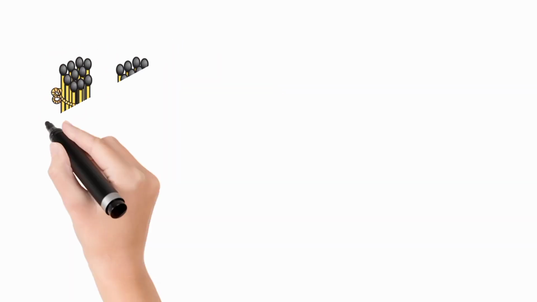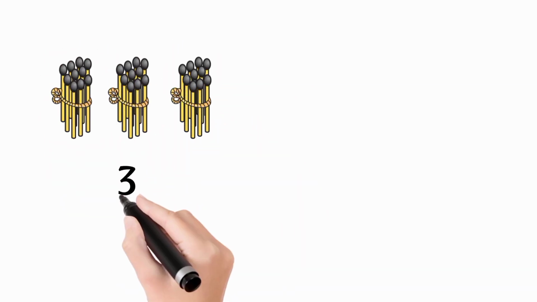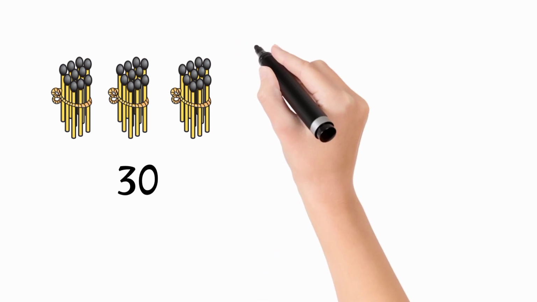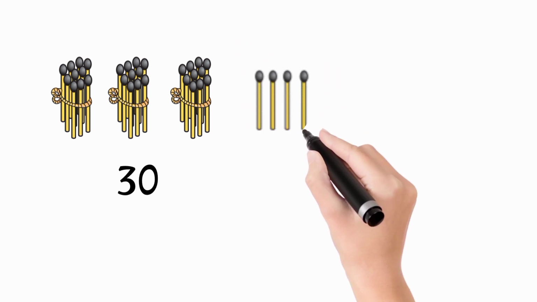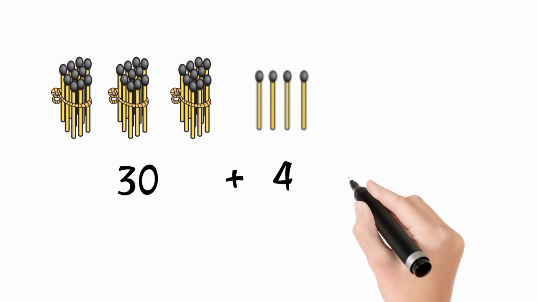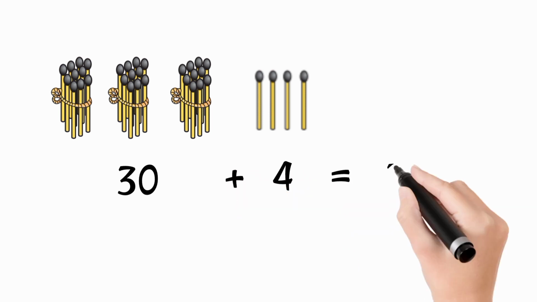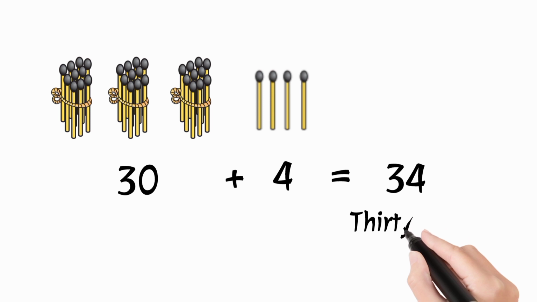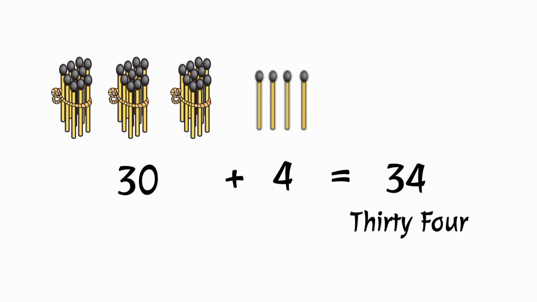We have 3 bundles which means 30 and 4 loose matchsticks. So 30 plus 4 is equal to 34. 3 tens and 4 ones, 34. इसे 34 कहते हैं.